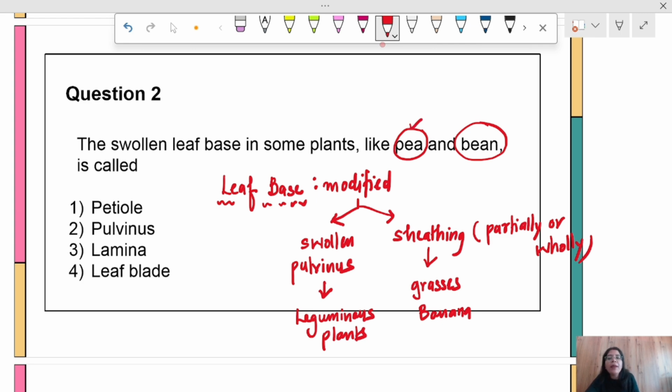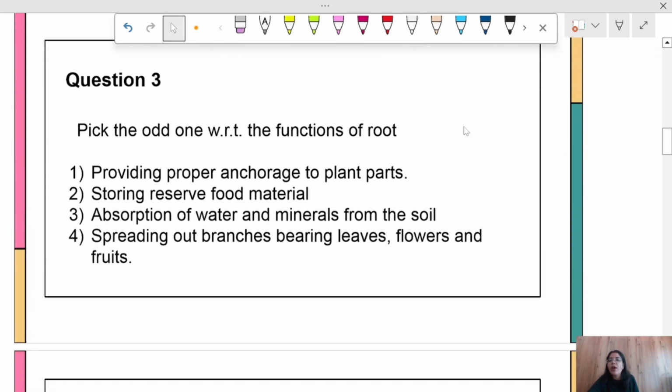So in pea and bean, which are leguminous plants, which type of leaf base is there? The leaf base in this condition becomes swollen like this. Okay, this swollen leaf base is called pulvinus. So option number 2. Okay, now pick the odd one with respect to the functions of root.